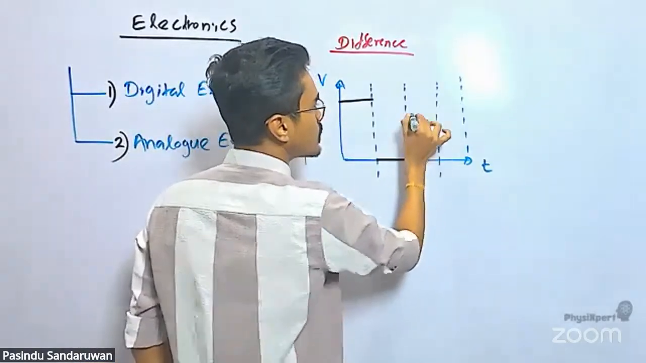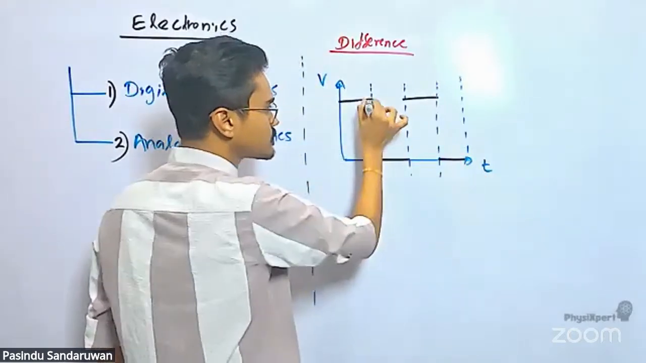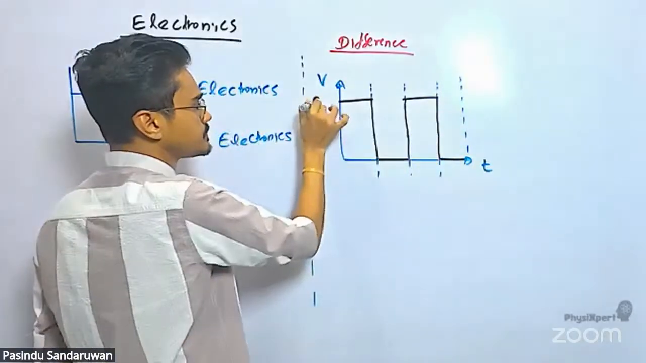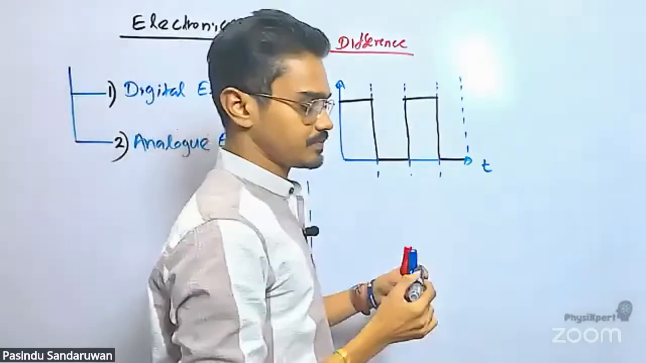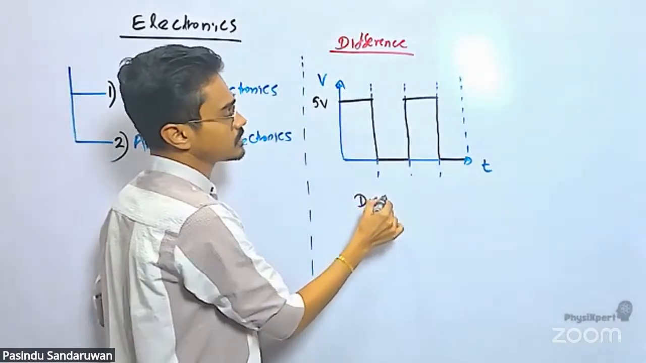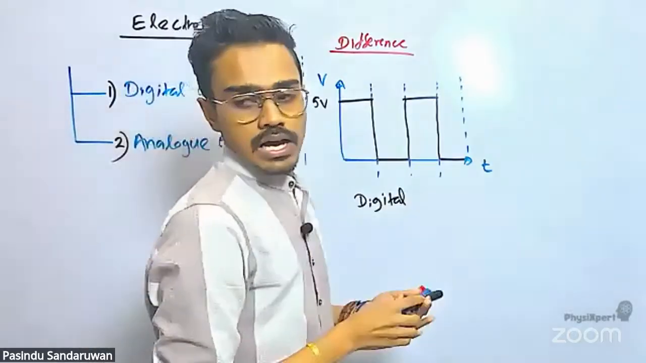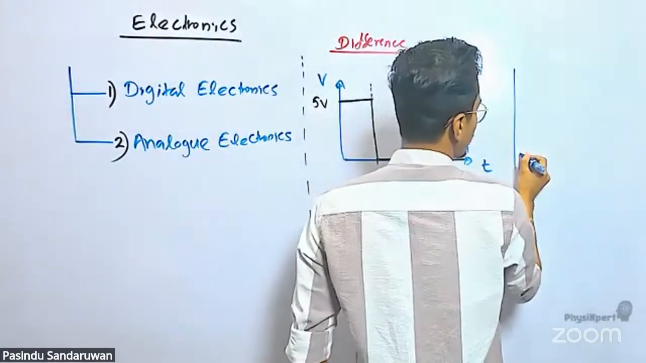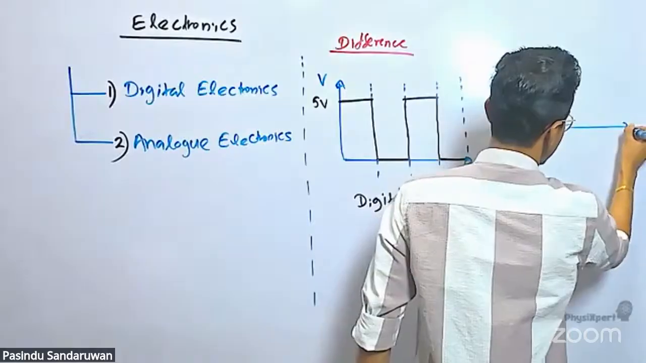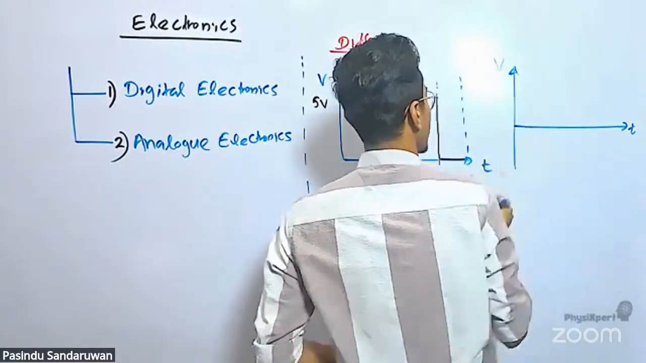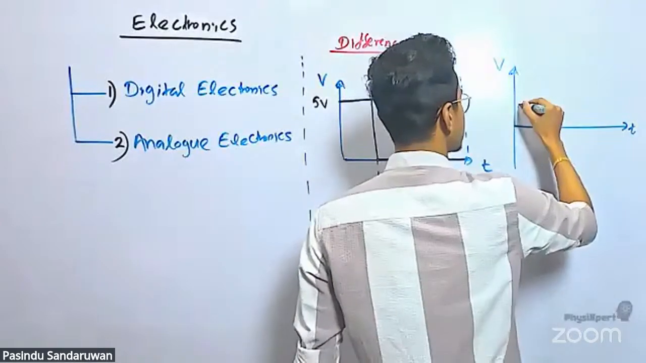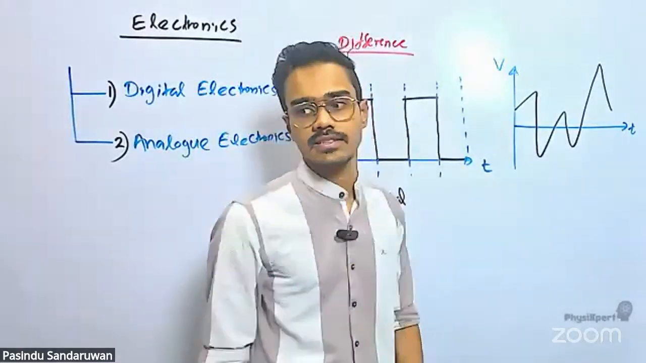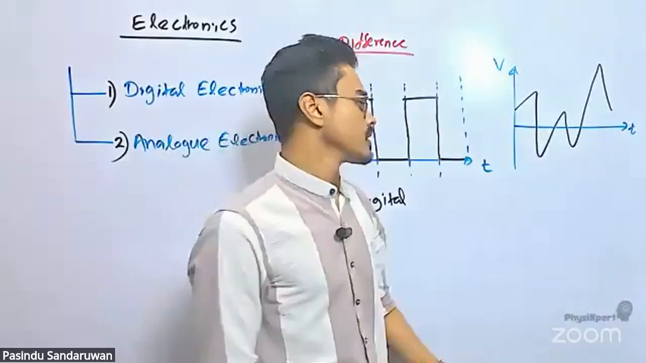It is either 5 or 0. Only two values voltage wise. As the standard voltage, we will consider 5 volts. So it is either 5 or 0 when it comes to digital. And for analog electronics, the voltage can be varied to any possible value. No restrictions, no limits. It can be varied to any value. This is for analog.